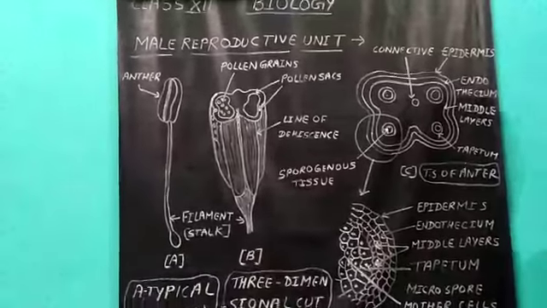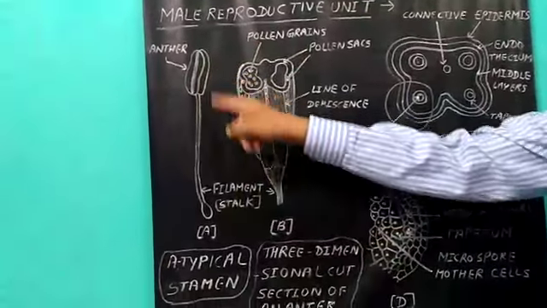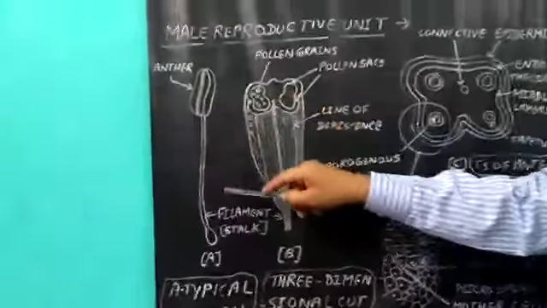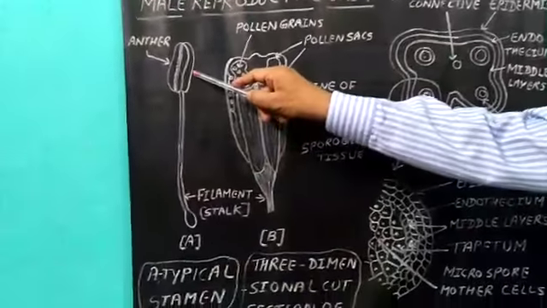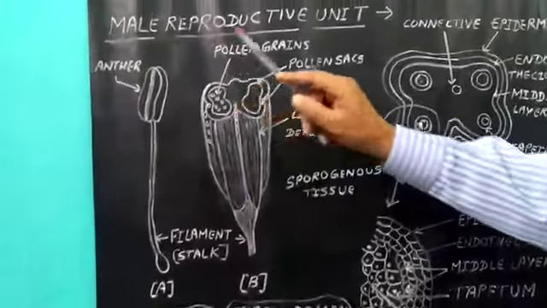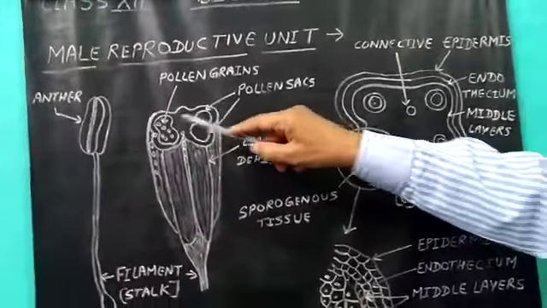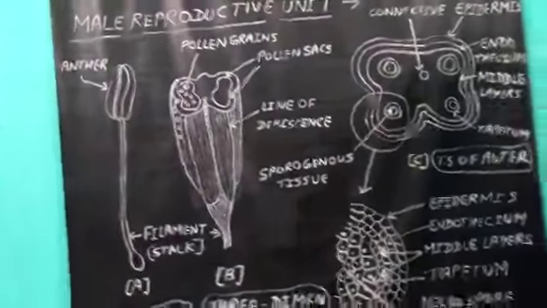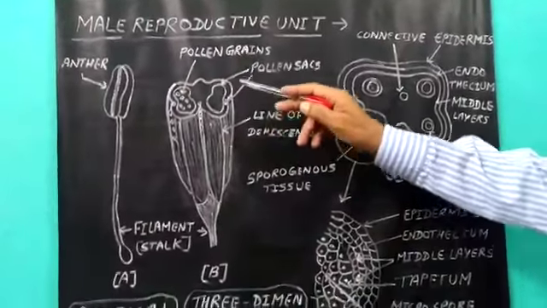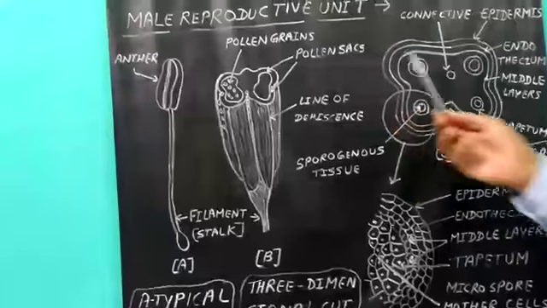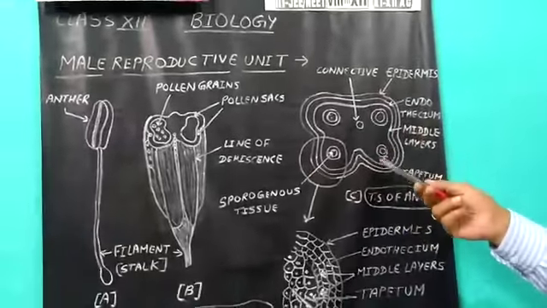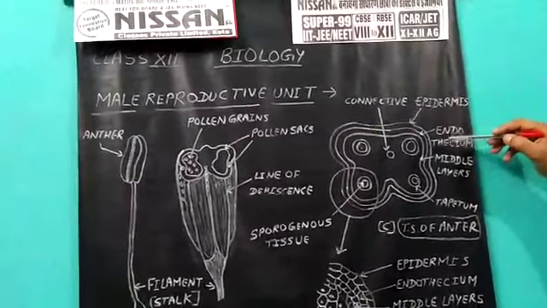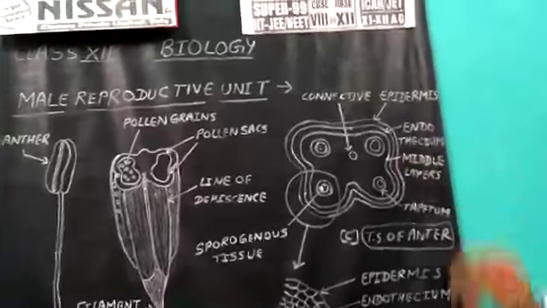So I repeat, the male reproductive unit is called the stamen. The stamen has three parts: anther, filament and connective tissue. The anther is generally bilobed. In each lobe there are two chambers, so there are four chambers. These chambers are scientifically called microsporangium. In the microsporangia the pollen grains are formed. When we cut a TS and look, the structure will be like this. In it, the epidermis is the outer layer, the endothecium is the second layer, the middle layer is the third layer, and the tapetum is the fourth layer.